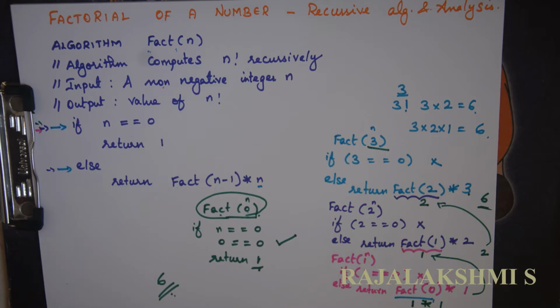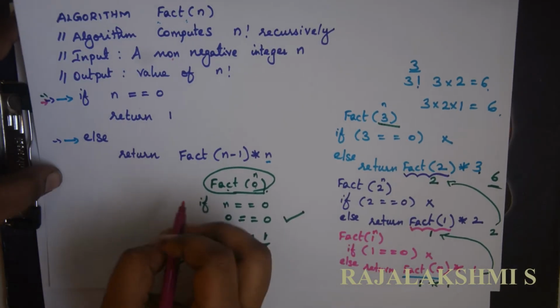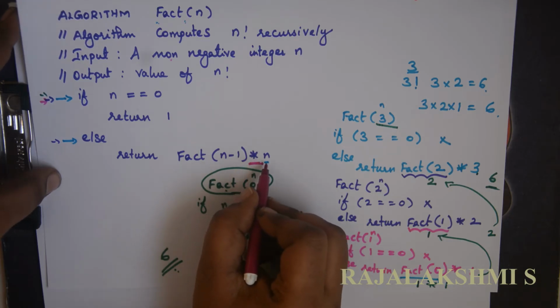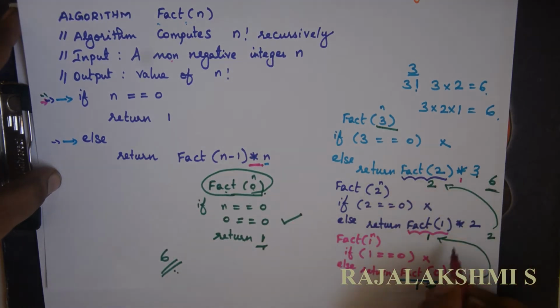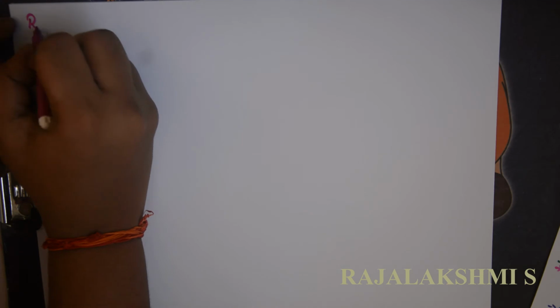Now we will see the time complexity analysis for this algorithm. If we look at this algorithm, the basic operation here is multiplication, and that happens one time for each value of n. Here it is 1, 2, 3, so one time for each value of n. So, the recursive equation.